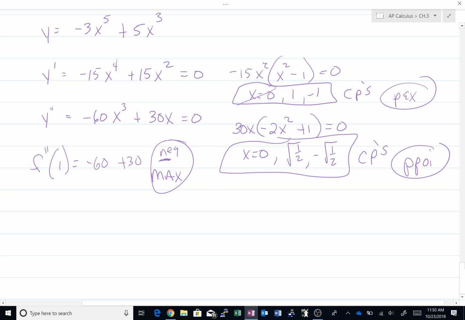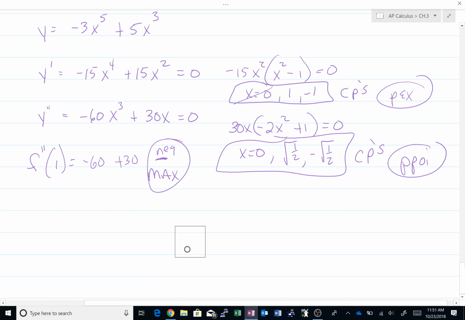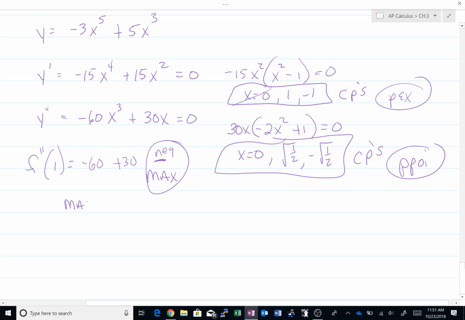The pexes. All right? That's the only thing opposite of common sense. Our brain wants to associate positive with max and negative with min. I don't know why it does that. Maybe I'm weird. But anyway, it's negative. If f double prime is negative, it's a max. Okay? So I have a max at x equals 1.